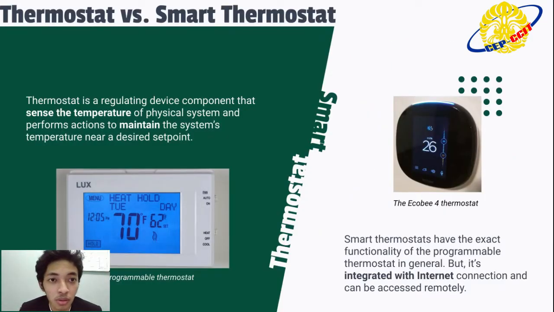Before I start, I want to explain the difference between a thermostat and a smart thermostat. A thermostat is a regulating device component that senses the temperature of a physical system and performs actions to maintain the system temperature near a desired set point. This is an example of a programmable thermostat. And then what is a smart thermostat? A smart thermostat actually has the exact same function as a programmable thermostat in general, but it is integrated with an internet connection and can be accessed remotely.